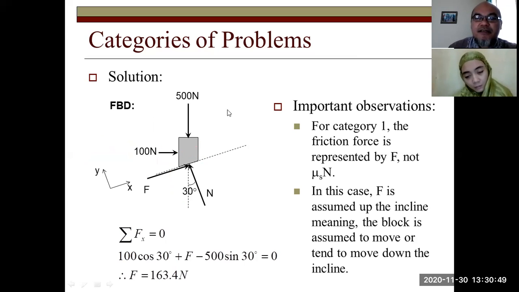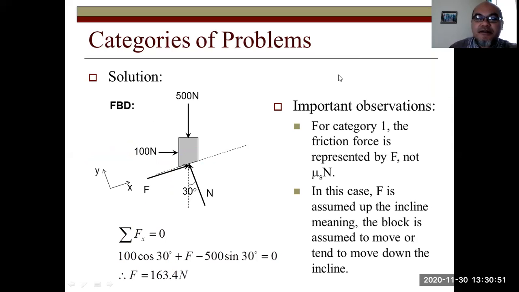So from here, sigma Fx equals to 0, 100 cosine 30 degree plus F, here is the friction force. Okay, so here we assume that the block is going to go down. So that is why we assume here that the friction force goes to the right. Negative 500 Newton sine 30 degree.